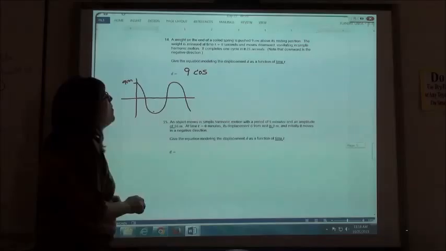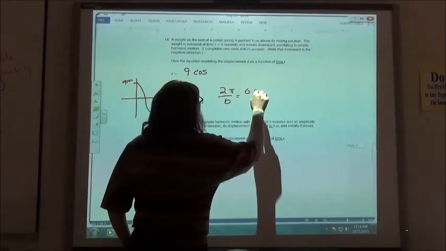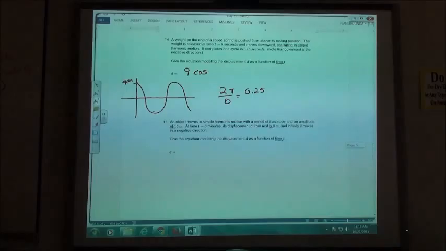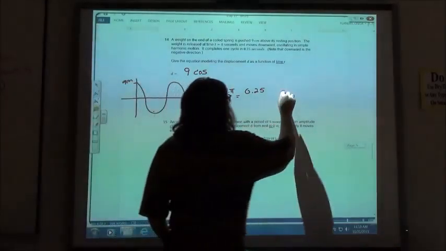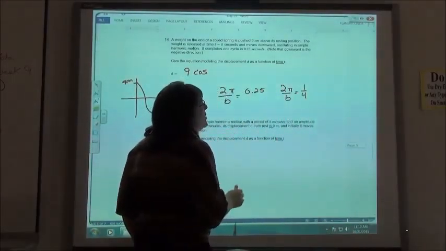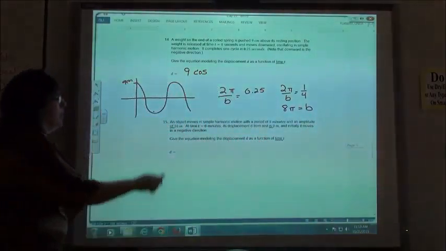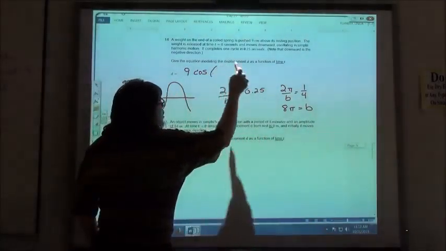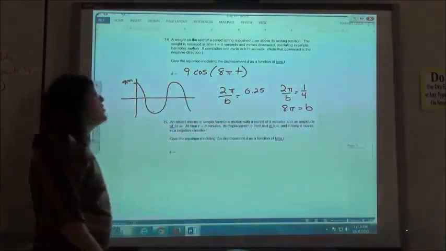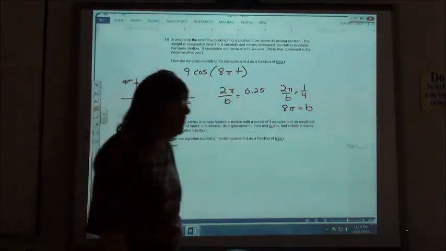One cycle takes 2.5 seconds. So 2 pi over b is going to equal 2.5. Now I probably would change 2.5 into a fraction, 5 halves, so I'm going to say 2 pi over b equals 5 halves, and then I can solve by cross multiplying. So 4 pi over 5 is equal to b. I'm going to have 9 cosine of 4 pi over 5 t then, since I'm using as a function of time. And so d equals 9 times the cosine of 4 pi over 5 t would be my equation.